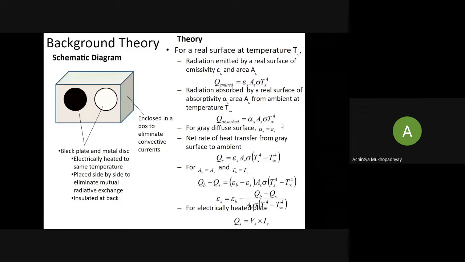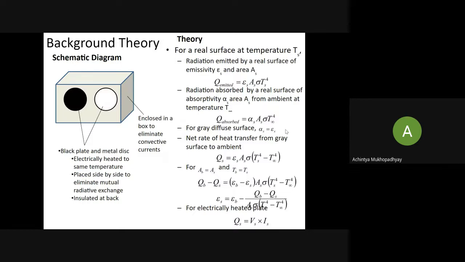Now for any kind of surface, the directional spectral emissivity and directional spectral absorptivity are always equal, irrespective of the wavelength or the direction. But when we average over the different directions and over all wavelengths, then emissivity equals absorptivity is not generally valid. It is valid only for certain specific conditions.